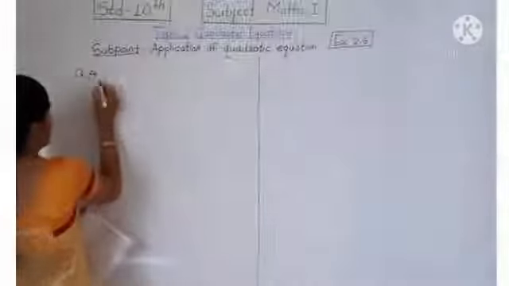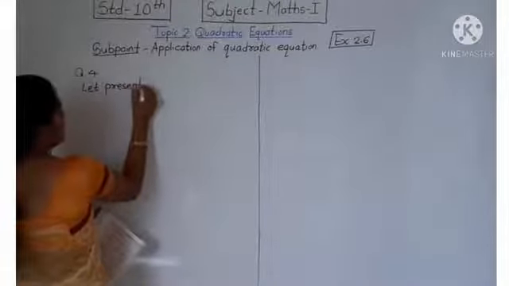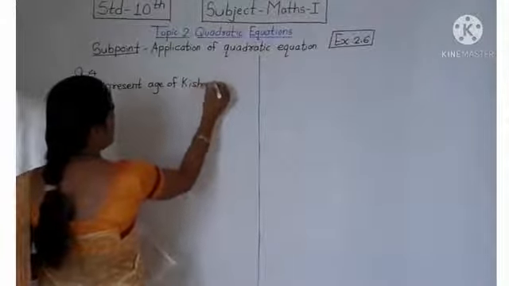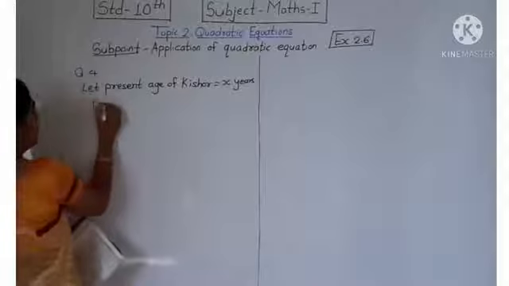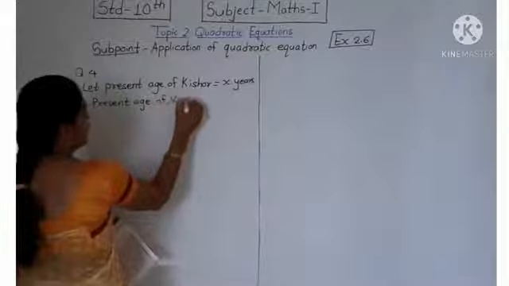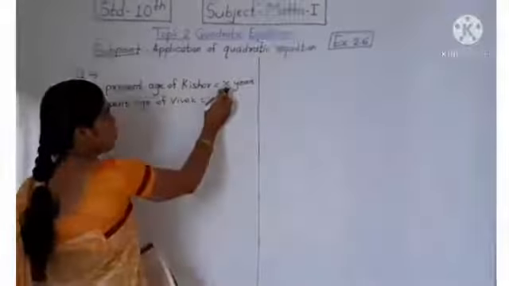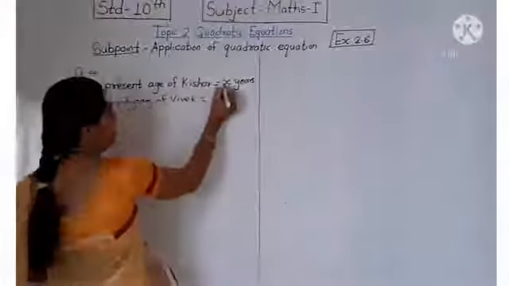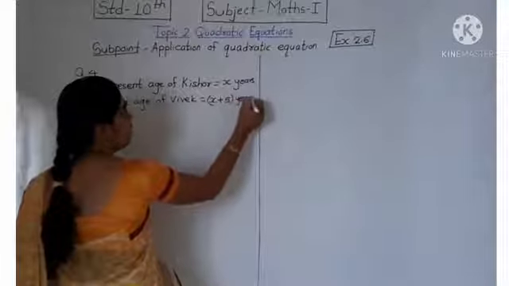So we suppose that the present age of Kishore is equal to x years. Therefore, what is the present age of Vivek? Vivek is older than Kishore by 5 years. So suppose Kishore is today 5 years, older means greater, 5 plus 5. So here Kishore is x, elder by 5. Therefore we get x plus 5 years.